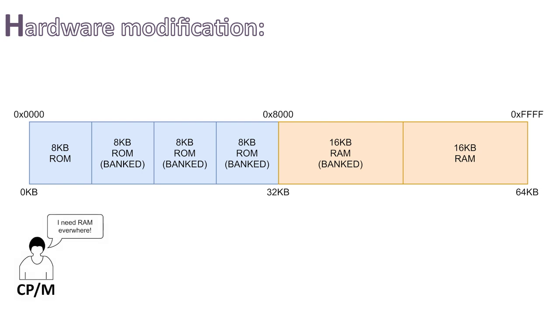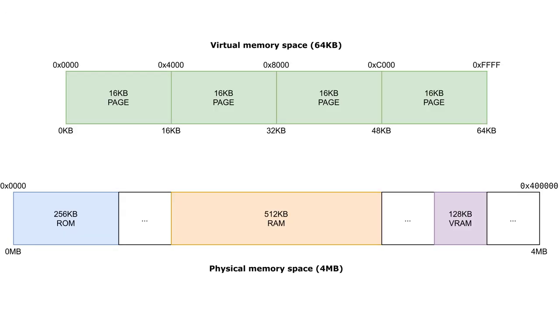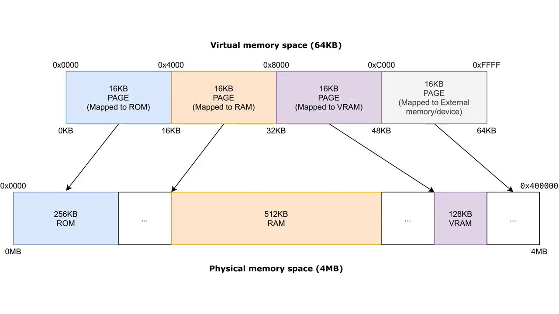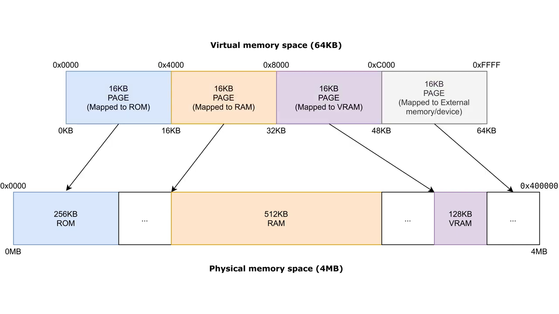CP/M, however, requires the whole 64K of memory to be able to be mapped as RAM, even the first bytes of memory. And this is why I modified the memory mapping to have this, 4 pages of 16 kilobytes. Each page can be mapped to ROM, RAM, VDRAM, or any extension card. In short, we have 64K of virtual memory, which can be mapped to any part of our 4 megabytes of physical memory, as now we have 22 bits of address. This also means that these bits can be accessed directly from the extension port, so external devices can be mapped on that physical address space.